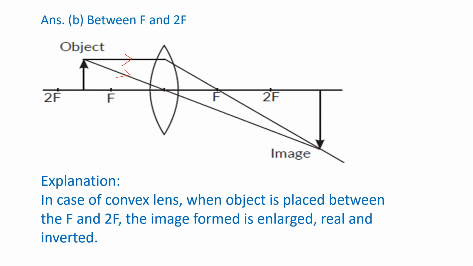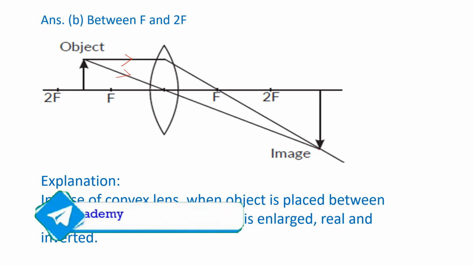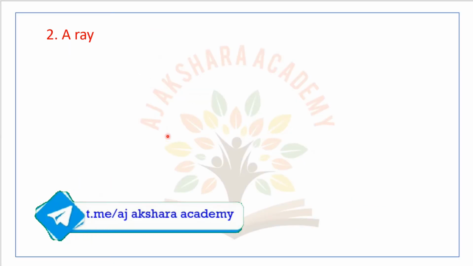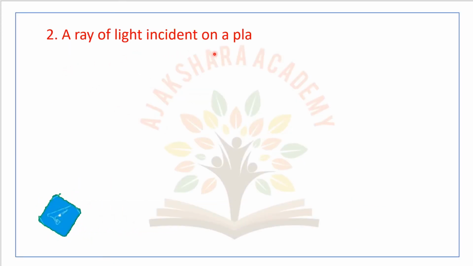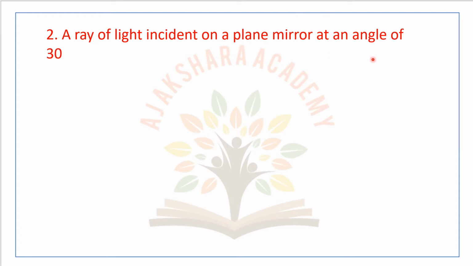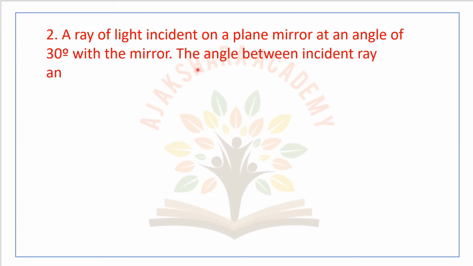In the case of convex lens, when the object is placed between f and 2f, the image formed is enlarged, real and inverted. Okay. Now next, a ray of light incident on a plane mirror at an angle of 30 degrees with the mirror. The angle between incident ray and reflected ray is, here we have to calculate the angle between incident ray and reflected ray.